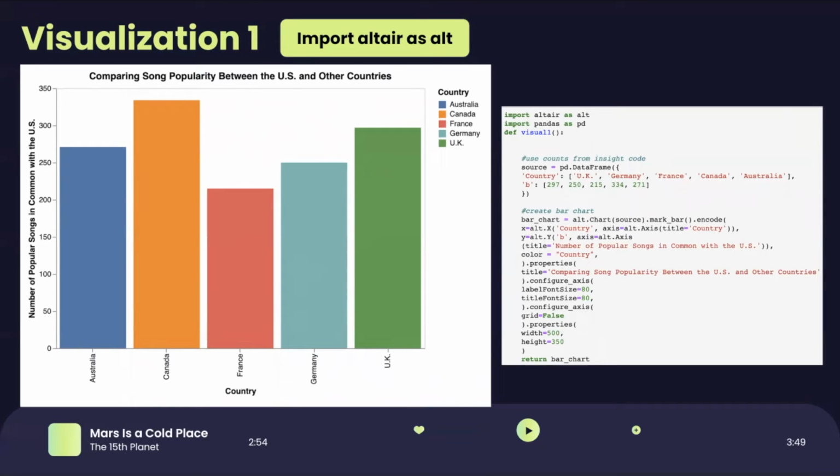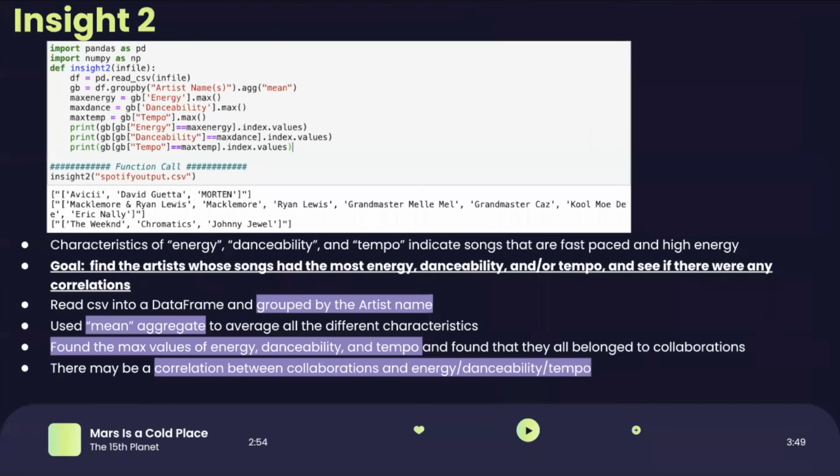However, even France, the country with the least amount of common popular songs, still had over 200 songs in common with the US, showcasing that many popular songs are popular worldwide. The Spotify characteristics of energy, danceability, and tempo indicate songs that are fast-paced and high energy.